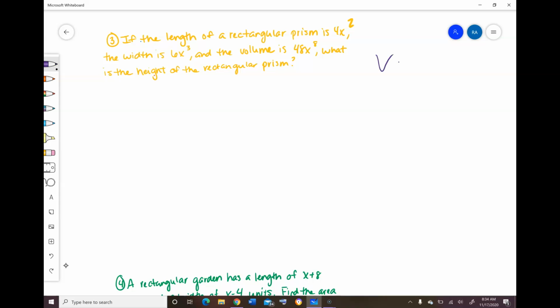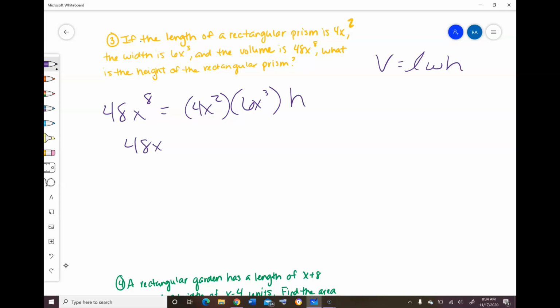Well, the volume of a rectangular prism is volume equals length times width times height. So my volume is 48x to the 8th, my length is 4x squared, my width is 6x cubed, and I don't know my height. First I would simplify over here on the right-hand side. 4 times 6 is 24, and x squared times x cubed is x to the 6, and then times your height. Now I've got to get h by itself, so I'm going to divide by 24x to the 6.